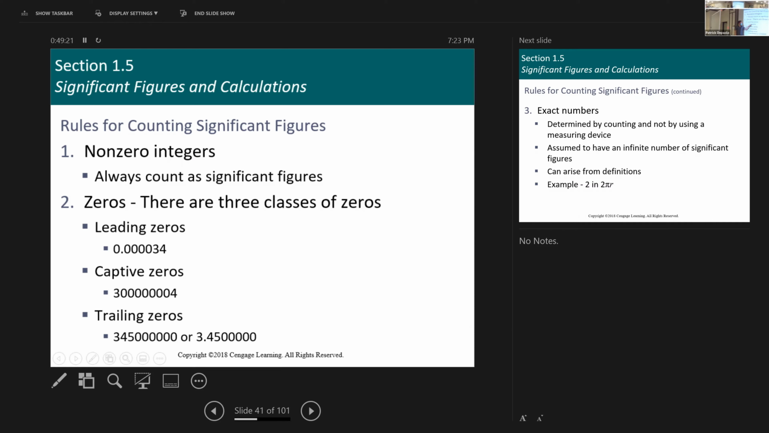So the leading zeros act as placeholders here. This number can be condensed down to scientific notation, which is the preferred way of doing it. So leading zeros are not significant figures.